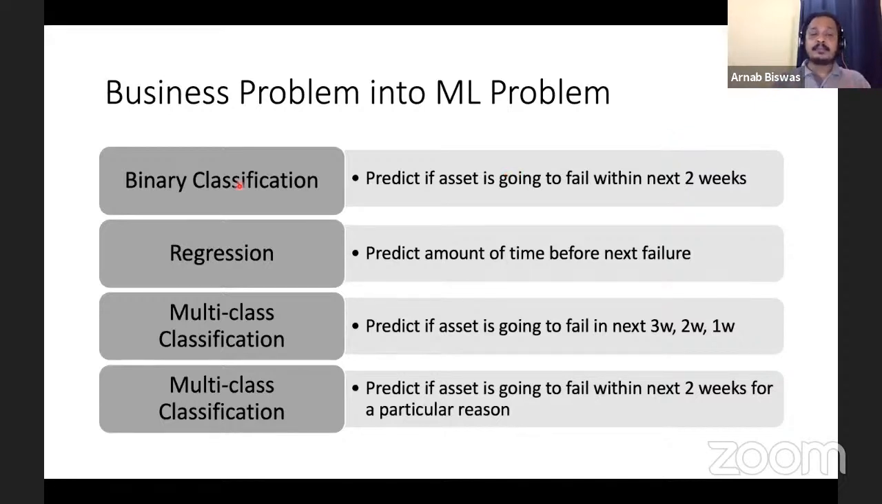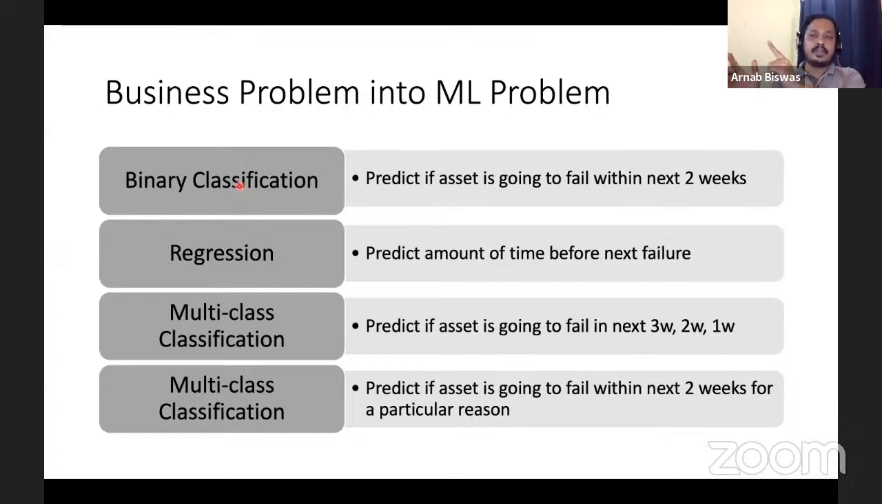If we handle it as a binary classification, then the problem statement becomes something like this. Predict if an asset is going to fail within the next 2 weeks. I'm just using 2 weeks as an example. So the problem statement is like this: predict if an asset is going to fail within the next 2 weeks, and there could be two possible outcomes.